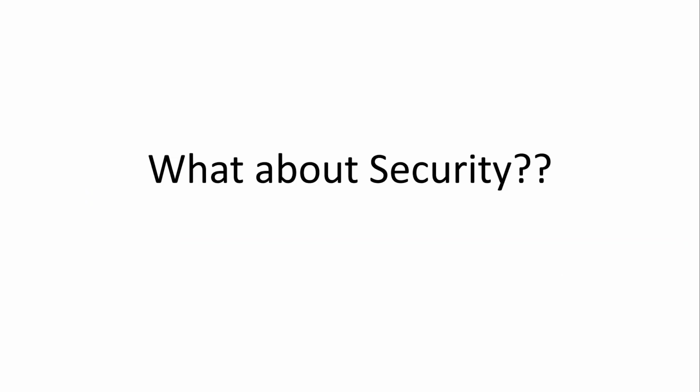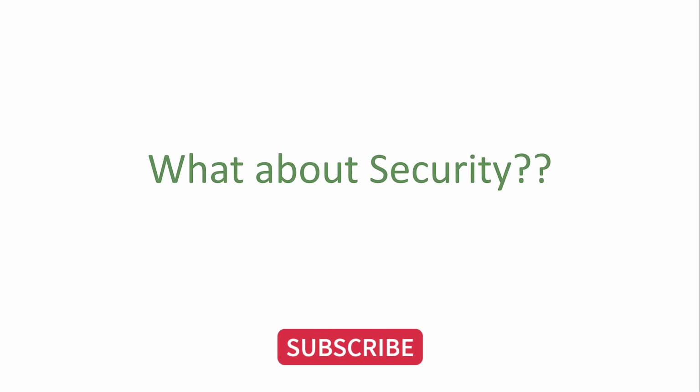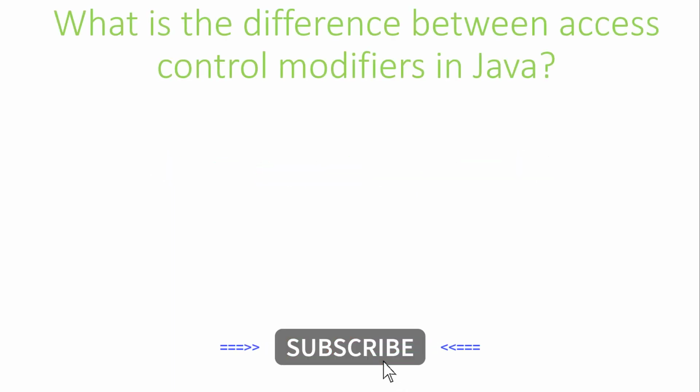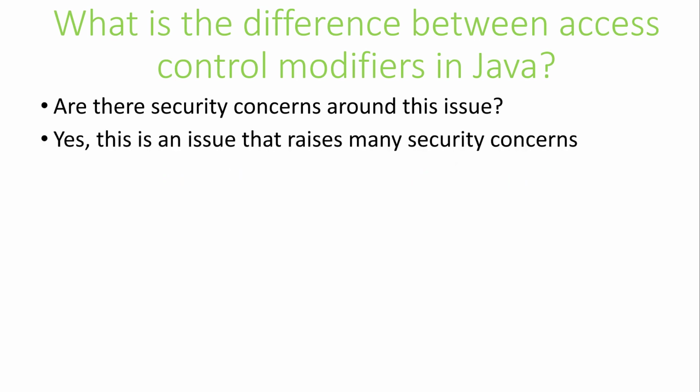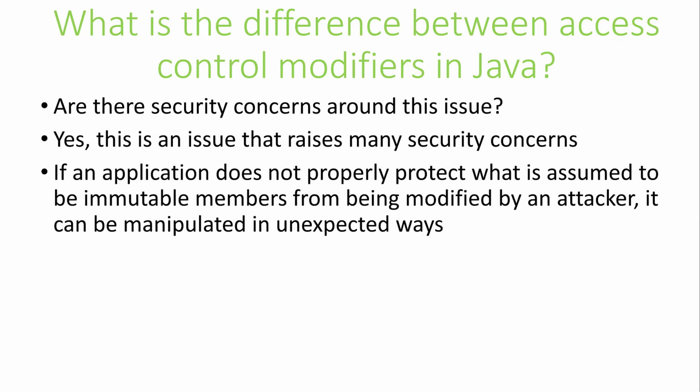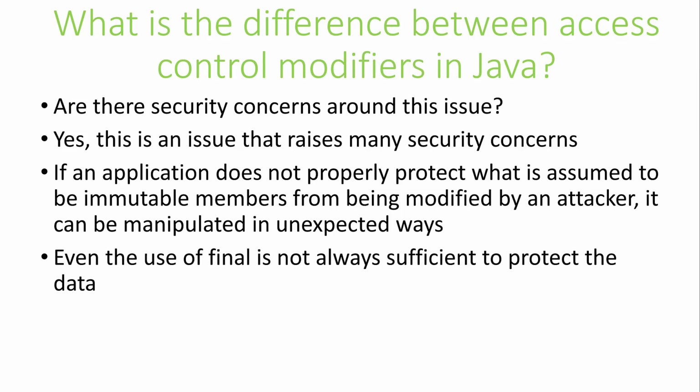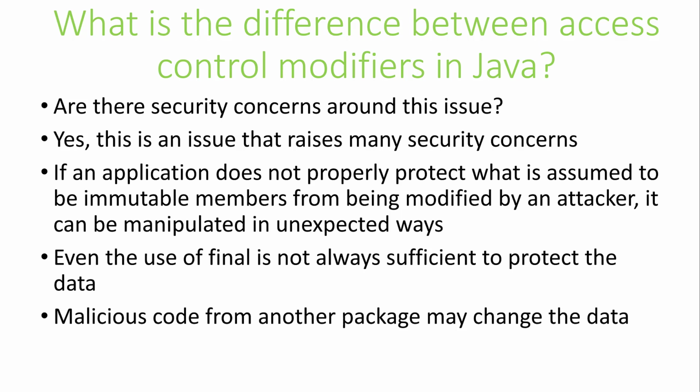Now let's look at security concerns around Java access modifiers. First of all, are there any security concerns? Yes, there certainly are. If an application doesn't properly protect data that's assumed to be immutable, that is, data which cannot be changed, from being modified by a user, whether intentionally or by accident, it can modify the application behavior in unexpected and potentially dangerous ways. Even the use of final is not always sufficient to protect the data. Malicious code from another package may change data if the access modifiers are not set properly in your code.